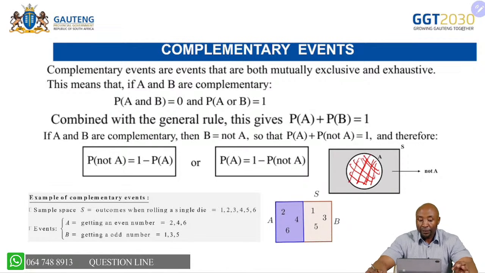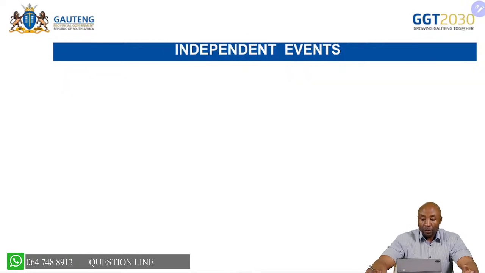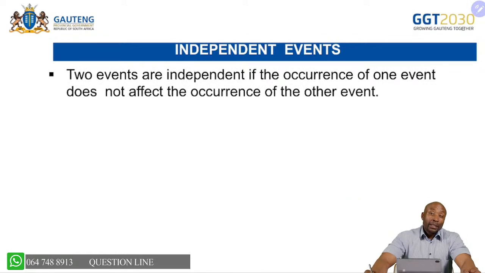For example, if we have the outcomes from rolling a dice, we are able to see that our outcomes are 1 up to 6. And then if event A is getting an even number, it will be 2, 4, and 6. There are 3 of them. Getting an odd number, it's 1, 3, 5. You can see that it takes up the whole sample space, and we call these complementary events. They are also exhaustive. We move on to independent events. This is a new concept.